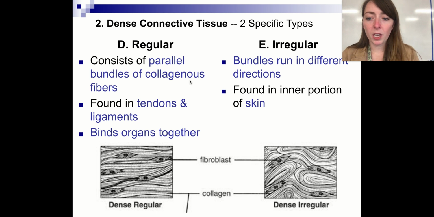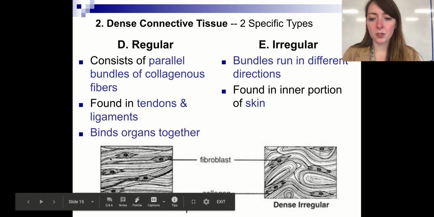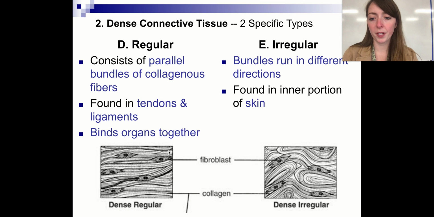Regular has parallel bundles of collagenous fibers, so they're nice and straight, more organized looking. It's found in tendons and ligaments. So it's really strong. It binds organs and joints together. Maybe you know that tendons attach muscle to bone and ligaments connect bone to bone. So you want a pretty strong, flexible, but still tough tissue that's holding your joints together.